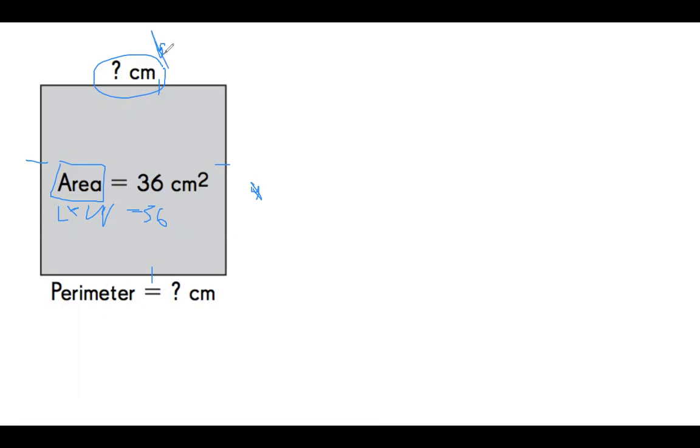4 times 4 is 16. 5 times 5 is 25. Oops, 6 times 6 is 36. So that means that this has to be 6. This has to be 6, and then I know it's a square, so I know this is 6, and I know this is 6, okay?